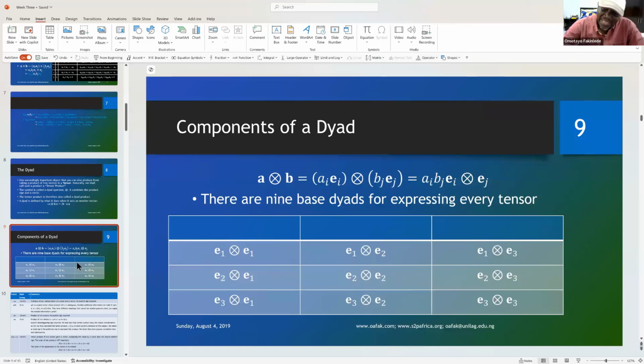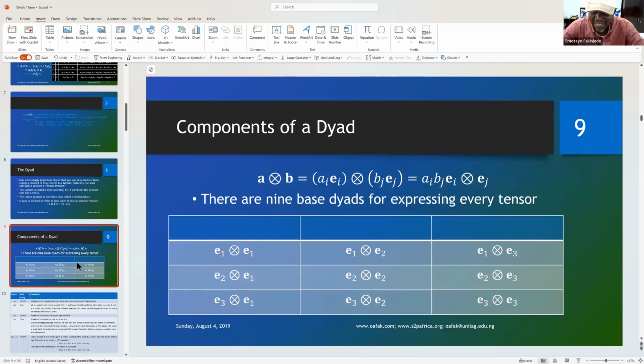It looks like EI cross EJ. It just looks like it, but they are completely different beasts. For example, if it is EI cross EJ, if you transpose them, you get a negative. Here, you do not get a negative. There is no relationship between EI dyad EJ and EJ dyad EI. They are completely different dyads. So they do not have any sign relationship with each other.